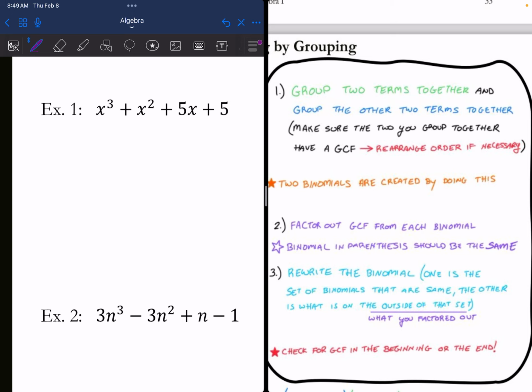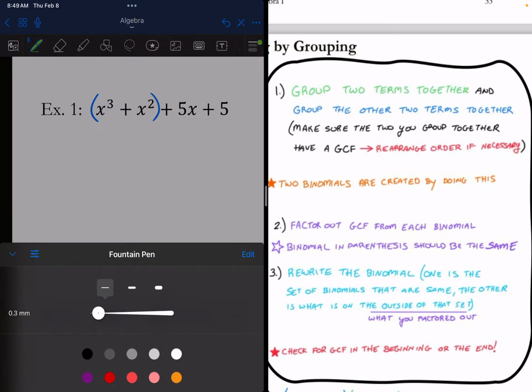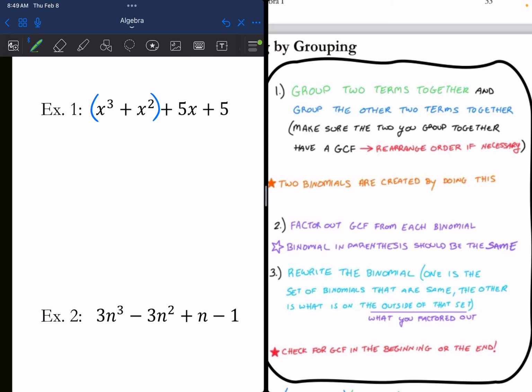So the first step says group 2 terms together and group the other 2 terms together. So we kind of want to check to see, do they have something in common, right? It says make sure the 2 you group together have a GCF. You can rearrange them if necessary. Well, if I look at example number 1, x cubed and x squared, those have a GCF, and 5x and 5, those also have a GCF. So I don't think I need to rearrange this. I think I can keep it just as is, right? I don't have to play with it.